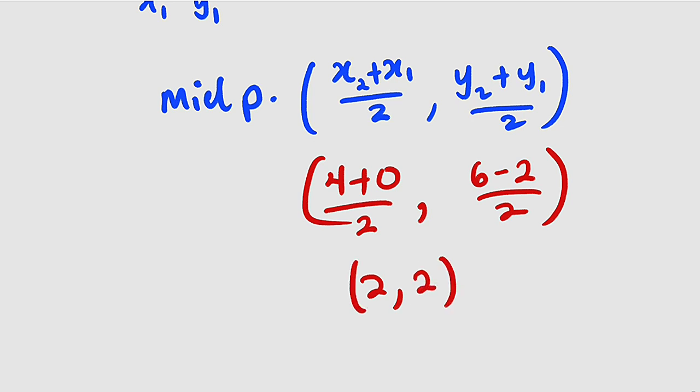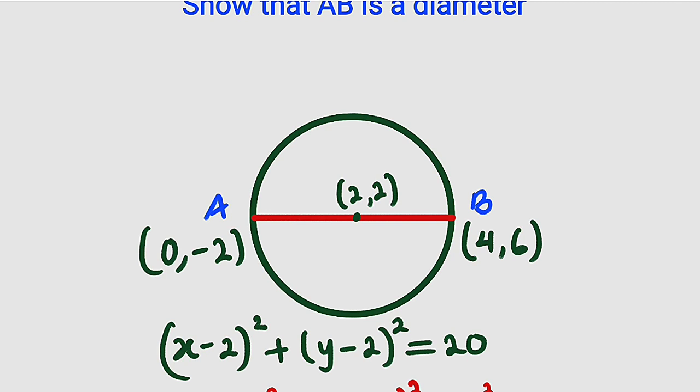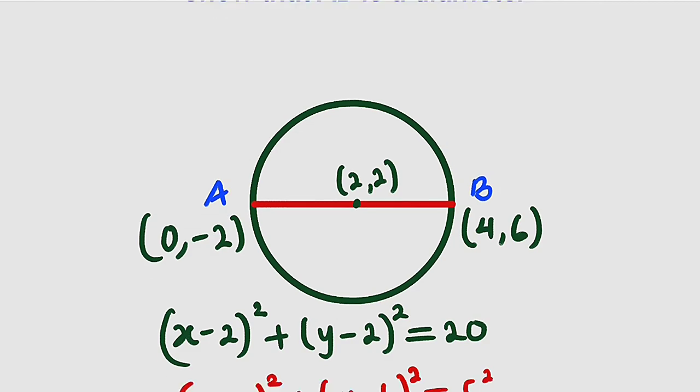You can see that the midpoint is (2, 2), which corresponds to the center of this circle, and hence we conclude that line AB is a diameter, since the midpoint of AB is exactly equivalent to the center of that circle.